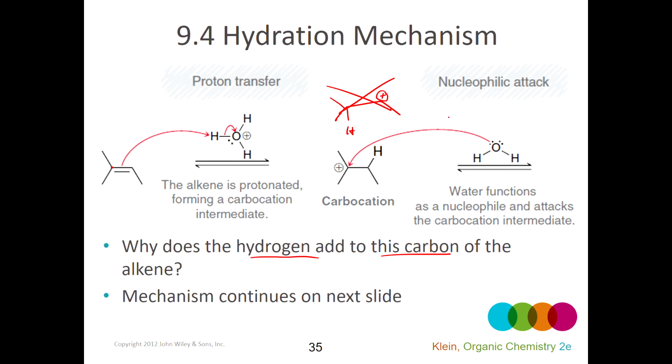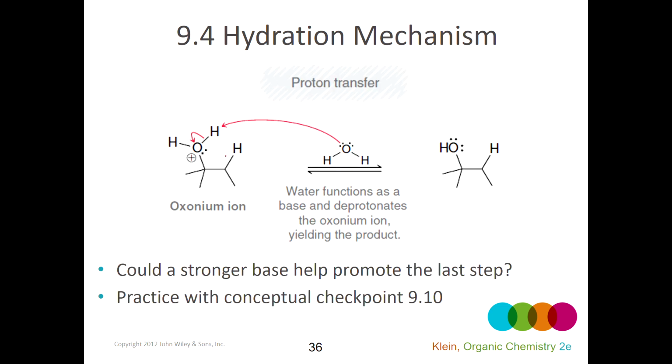So once this attacks, the oxygen is going to be bonded here. So that's shown here. Now I have my oxygen bonded here. And that has a positive charge, so another water molecule will pick up a proton, and that gives me my product that's stable. So water is not a very good base, but I'm relying on it to pick up a proton. Is it possible that I could add a stronger base to help promote this last step? Is that reasonable?